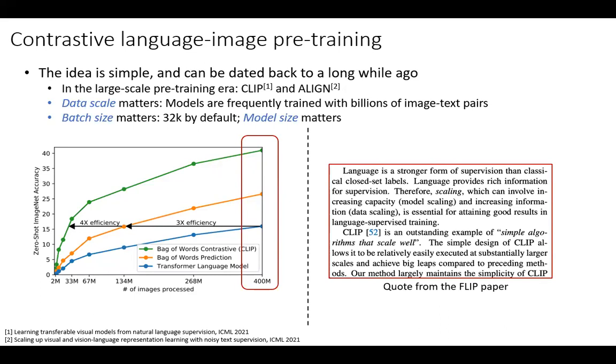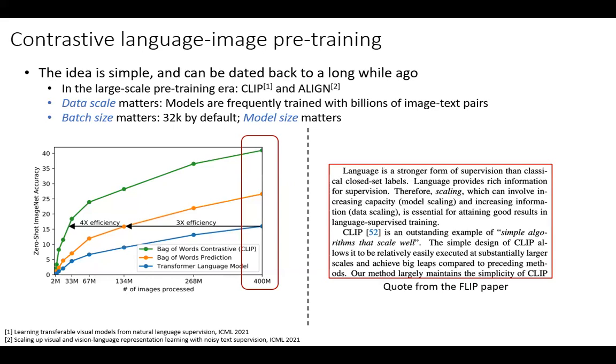this year that I really agree with. In the sense, language is a stronger form of supervision than classical closed-set labels. The language provides rich information for supervision. And scaling is a very important factor, both in terms of model scaling and data scaling. Especially, I think this sentence is very good: CLIP is an outstanding example of a simple algorithm that scales well. So when we have a simple algorithm with a very good scaling property, it can really unlock many of the potentials that previous models have never seen before.